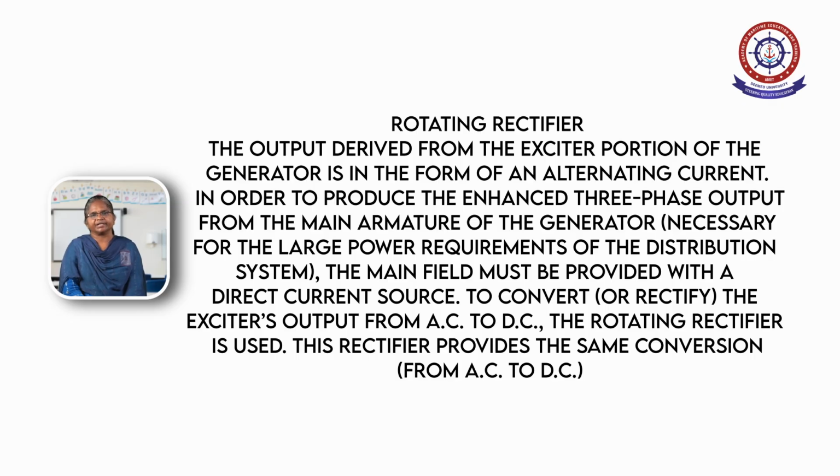Rotating rectifier. The rotating rectifier plays a major role in a brushless alternator. This rotating rectifier is connected with the output of the small alternator. The small alternator produces the AC output. That AC output is given to the rotating rectifier. This rotating rectifier converts this AC to DC. This DC is used to excite the main alternator.